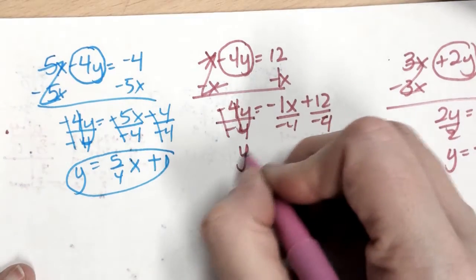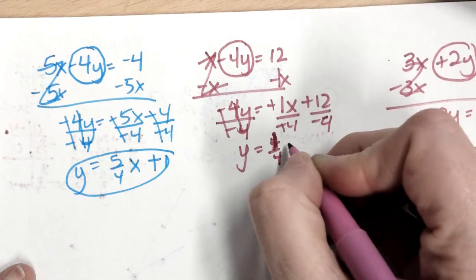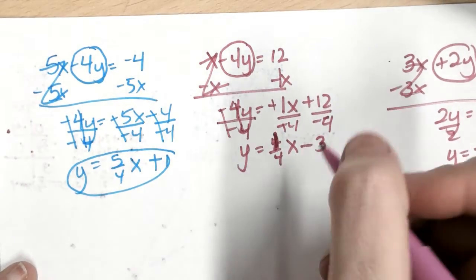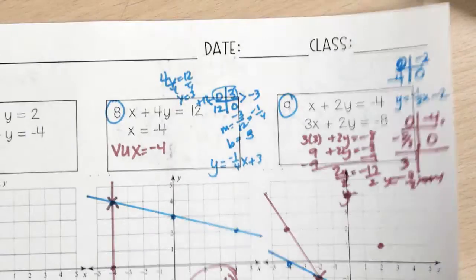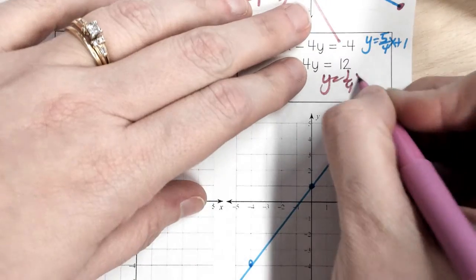Well, those cancel out. The negatives cancel out, so I have 1/4, I'm sorry, that's a 1. I don't know what happened. 1/4 x minus 3. Then that's my second equation. Y equals 1/4 x minus 3. Where is it? Oh my gosh, it's all the way down here. Y equals 1/4 x minus 3.